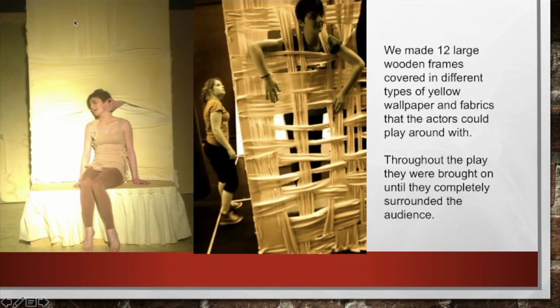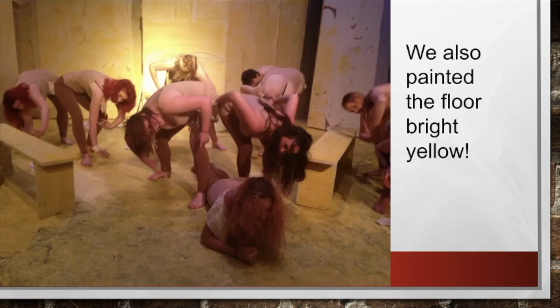Some of them had large pieces of fabric where people could push their hands through the gaps. And then a couple of them had spaces for the actors to actually climb in and out of. And what happened is we brought on, or the actresses brought on, all of these in the play until by the end, the audiences were surrounded and trapped inside this yellow room, just like the woman in the play. One thing we also did was we painted the floor bright yellow. So the floor was yellow throughout and the benches. And then by the end, all of these walls were yellow as well. And it was really horrifying.